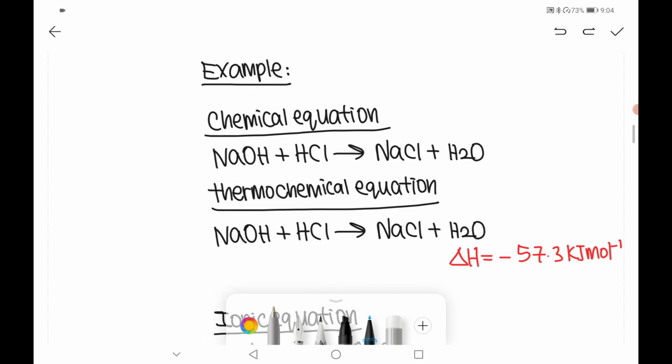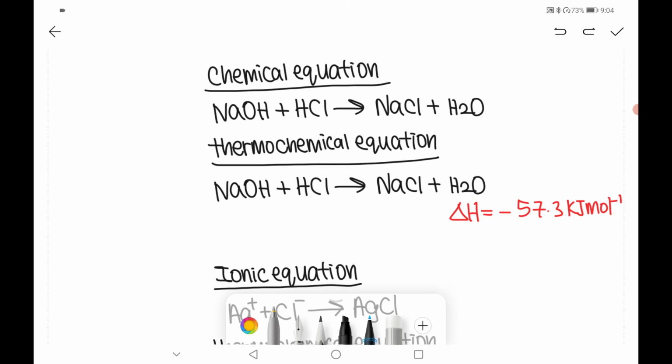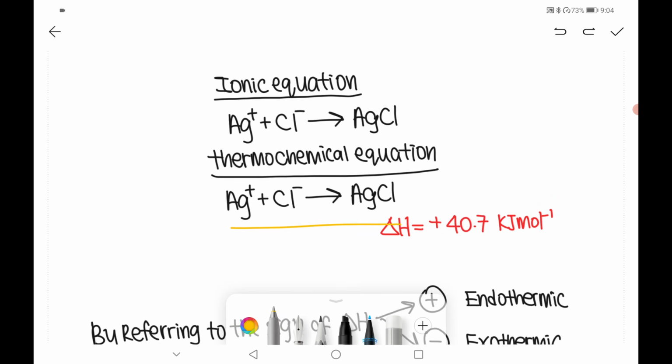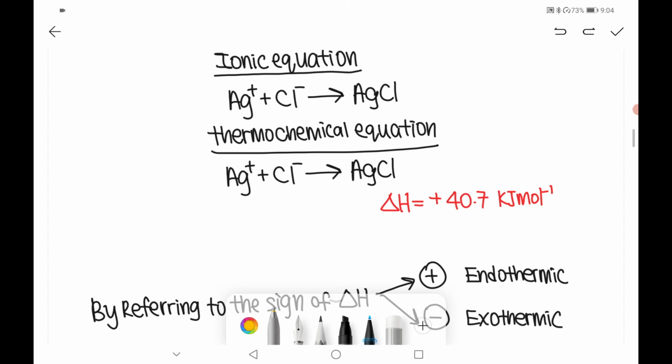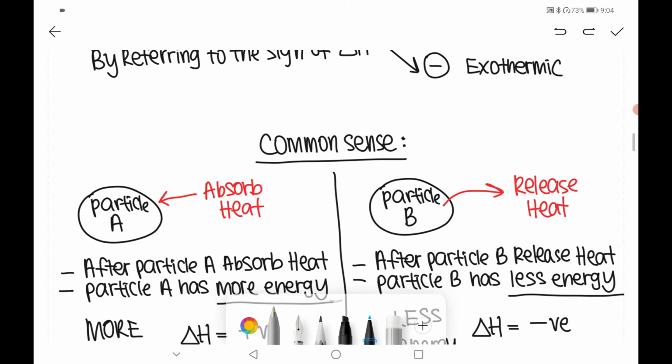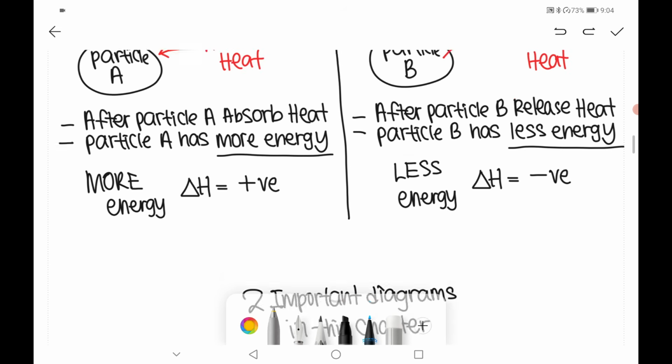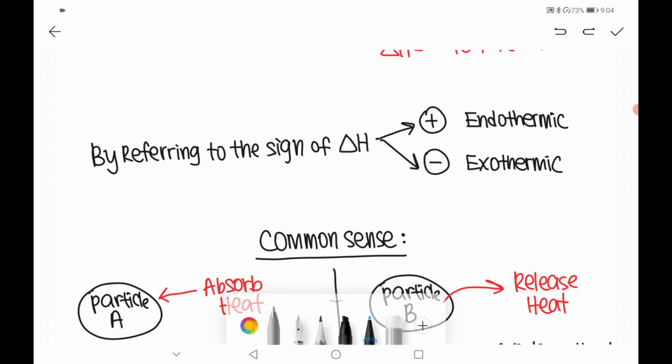Example like this. If you look at this equation, you look at the delta H, it's negative, so you know already, this is an exothermic reaction. When you look at this equation and the delta H is positive, positive means endo. By looking at the sign, you should be able to know whether it is an endothermic or exothermic reaction.